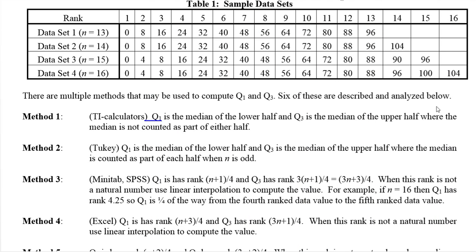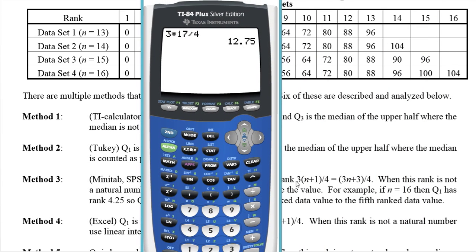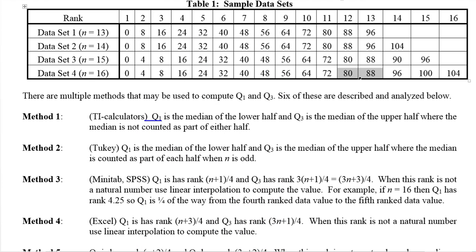12.75. So 12 3/4. So it's between the 12th and the 13th, between 80 and 88, but it's 3/4 of the way from 80 to 88. Now let's see, from 80 to 88 is a distance of 8, and 3/4 of that is 6. So it's 6 plus the 80, 86 would be the Q3 in that method. Okay? Excel does something similar.